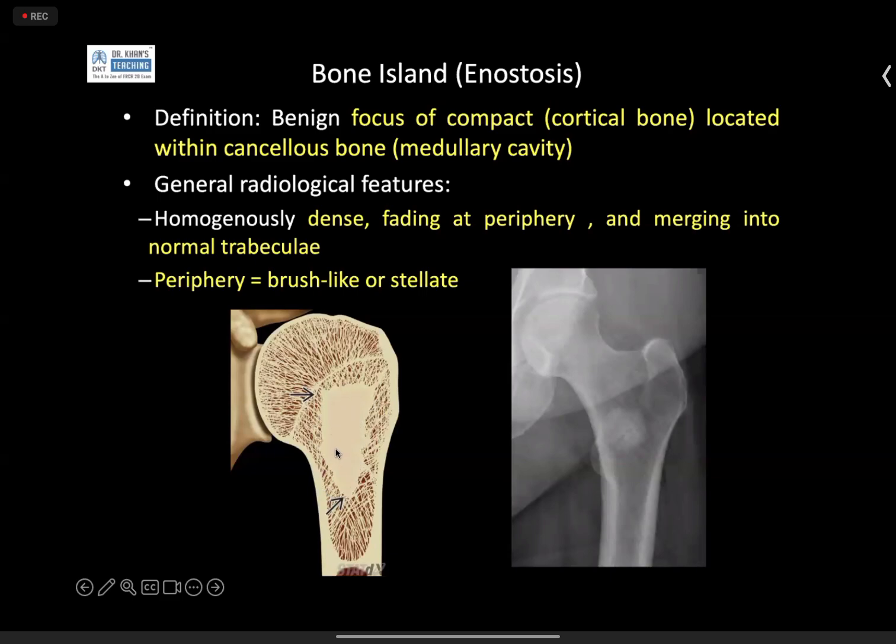Key points. What are the key points? It is dense. It fades at the periphery. So this is our lesion, and you can see that it fades. Just remember that word: it fades at the periphery. And there is merging with the normal trabeculae. I'll show you on DICOM, just to blow it up and see that there are surrounding trabeculae. It merges with that. And then look at this word: it has got an edge which is brush-like. Look here, brush-like.